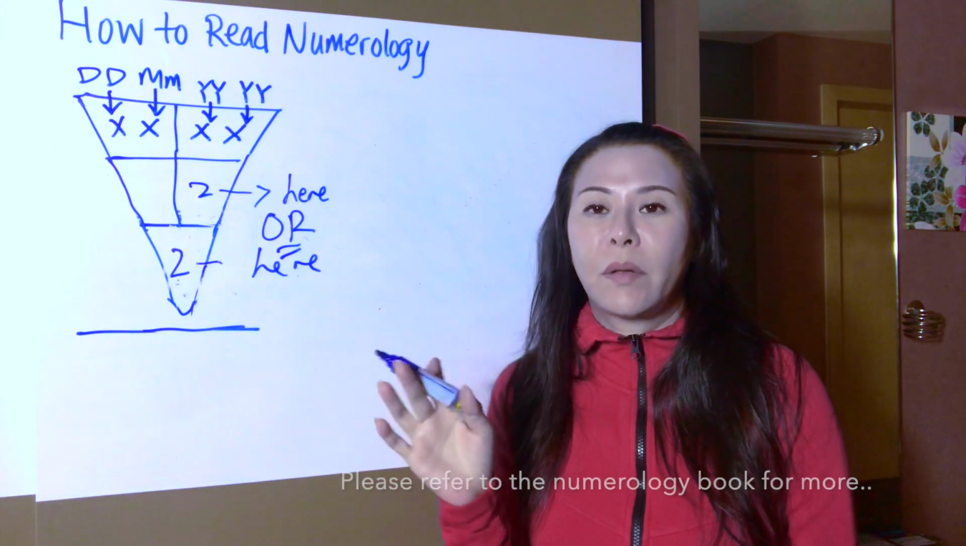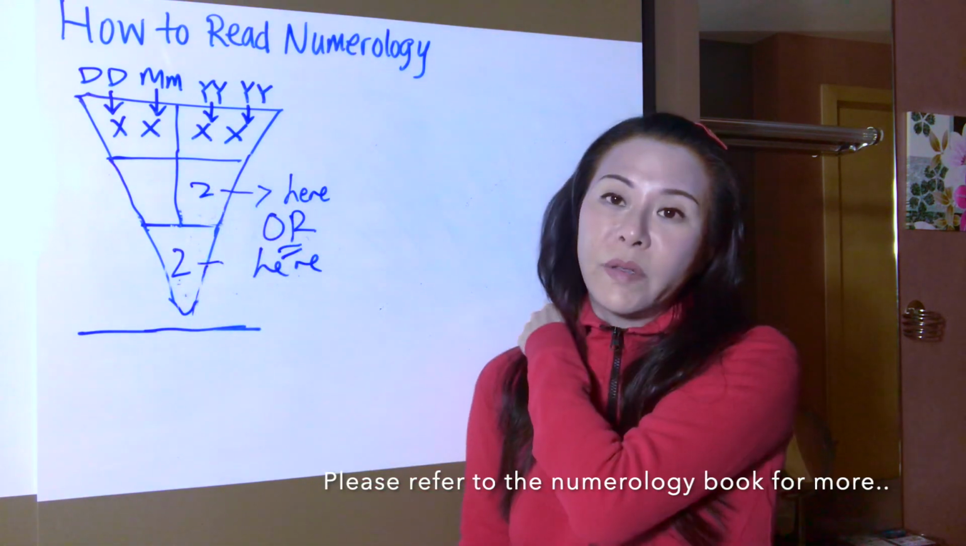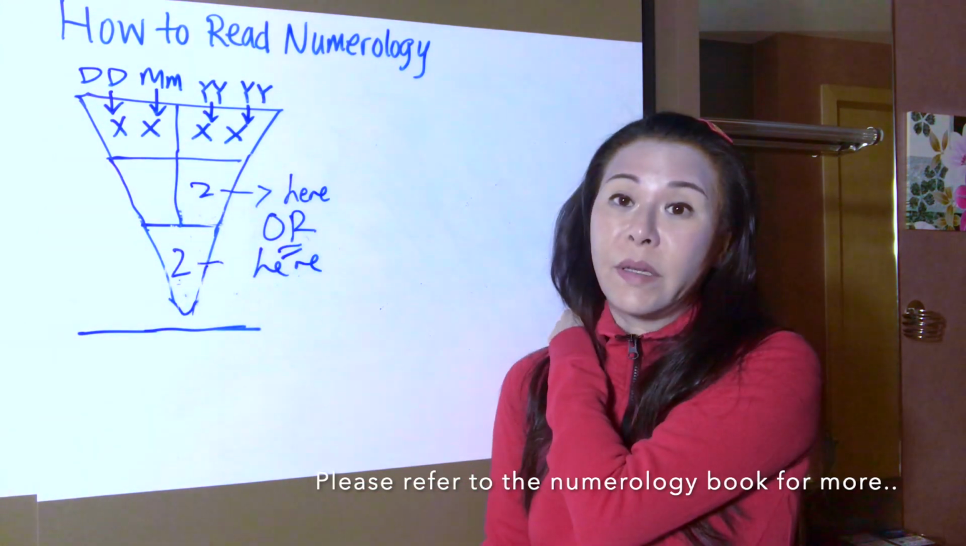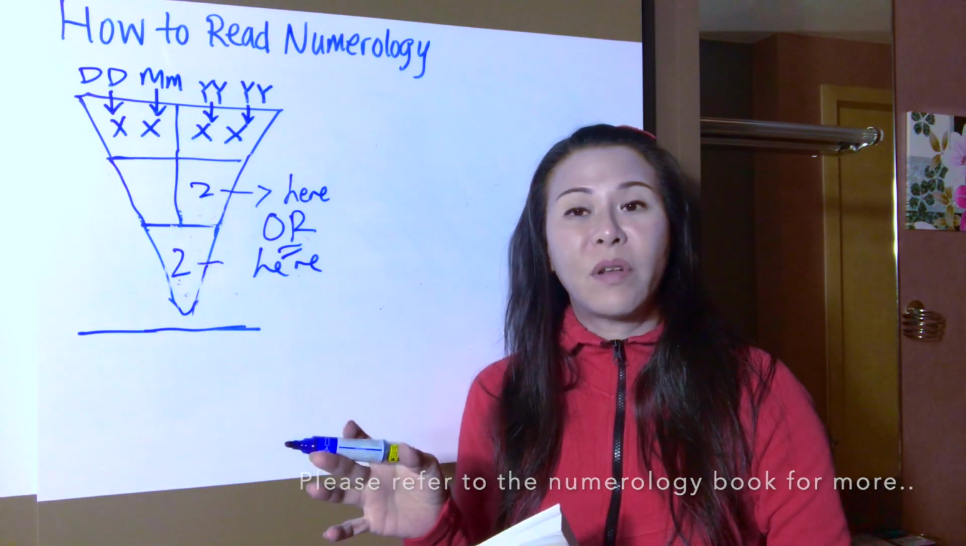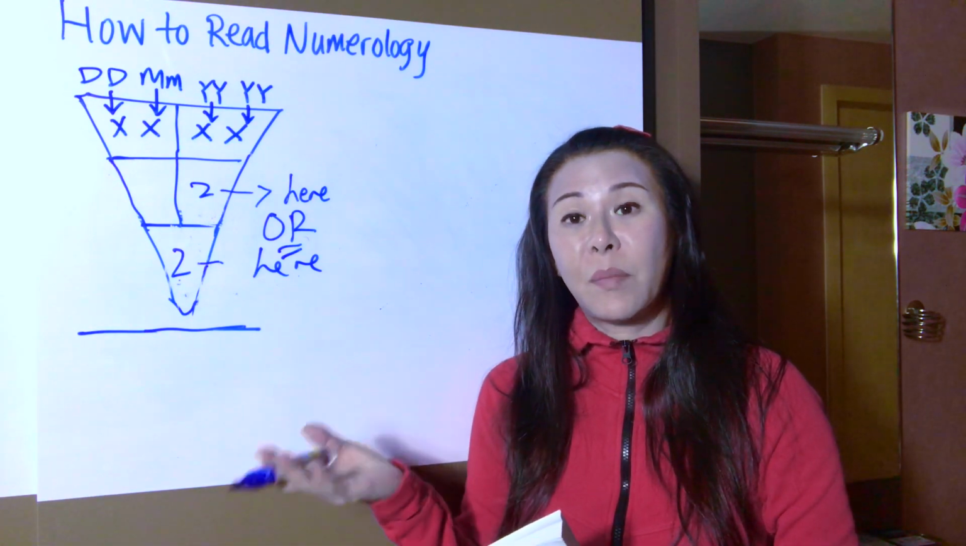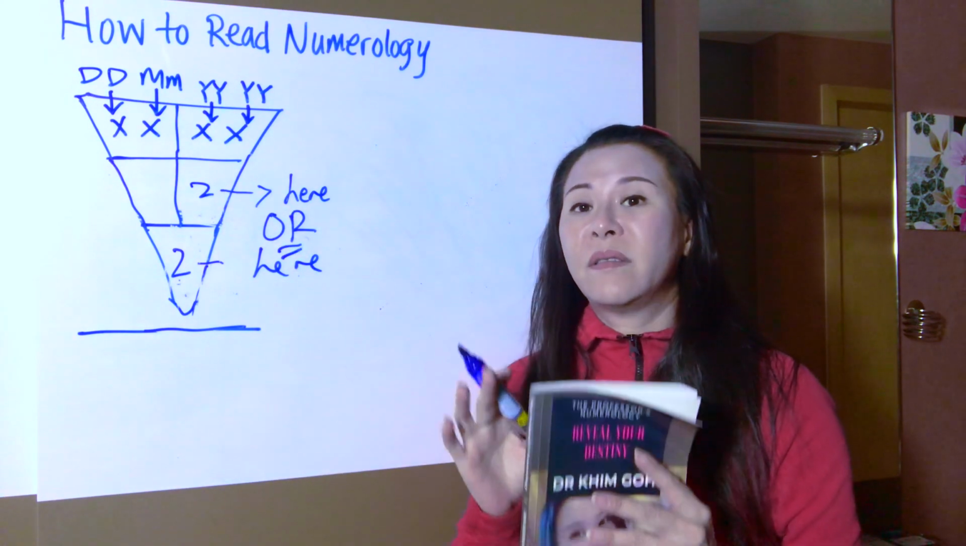Today I will be talking about numerology 2. If you have a 2 here or here, you will see these characteristics. In numerology, 1 represents the first man on earth. So 2 naturally will represent the second person on earth, which is the woman, right? 2 means it's a woman number.